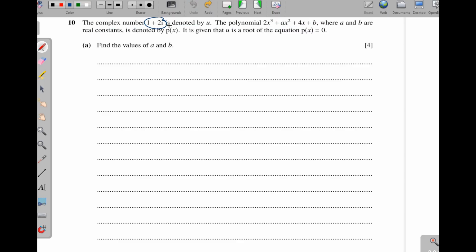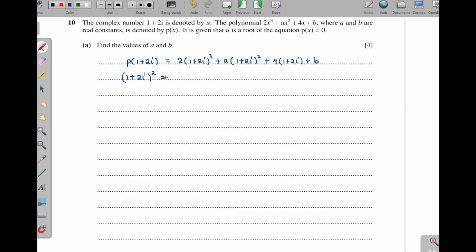That means when we substitute wherever there is x, we should get a 0. Now, p of 1 plus 2i will be equal to 2 into (1 plus 2i) cubed, plus a into (1 plus 2i) squared, plus 4 into (1 plus 2i), plus b. Let us first begin with 1 plus 2i.